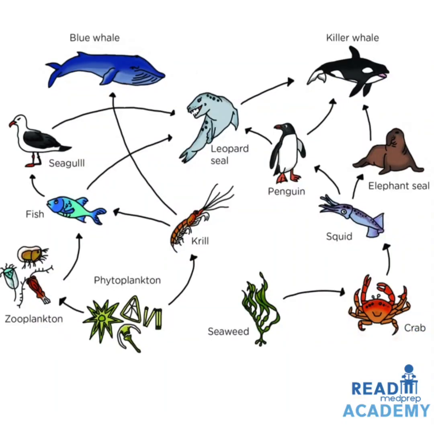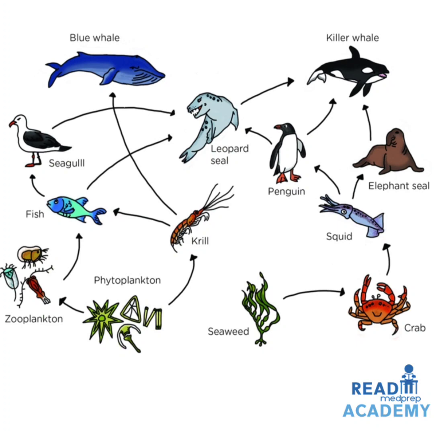Here you can see a food web where the phytoplanktons are consumed by krill or the zooplanktons. The zooplanktons are also consumed by the fish. The krill can be consumed by the fish or directly by the blue whale, and the fish is consumed by the seagull or the leopard seal. The seagull can be consumed by the leopard seal.